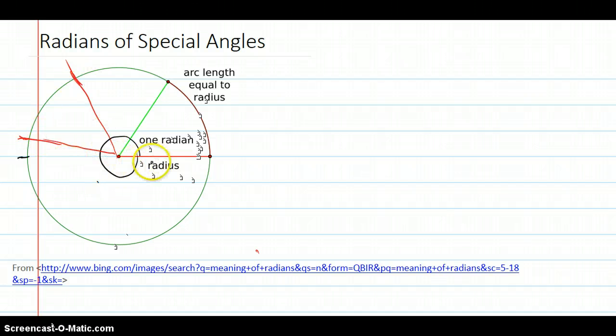If I start with half the circle, half the circle we know is 180 degrees. So let's write that down. 180 degrees is the measure of half the circle. There is 3 and a little bit. So we have 1 radian, 2 radians, 3 and a little bit.